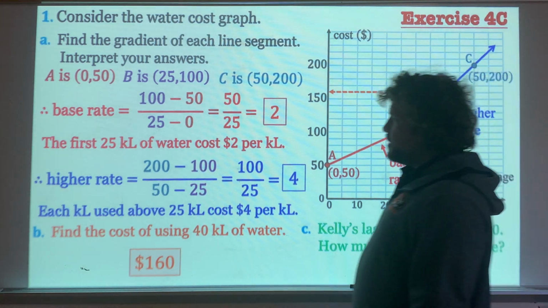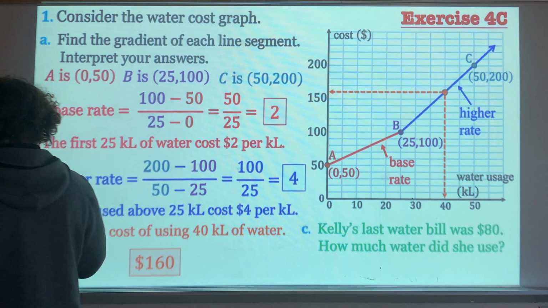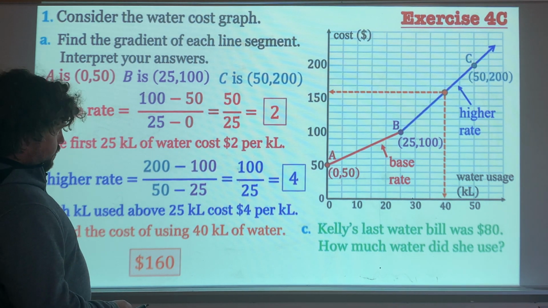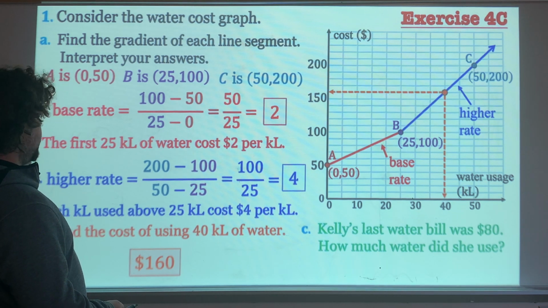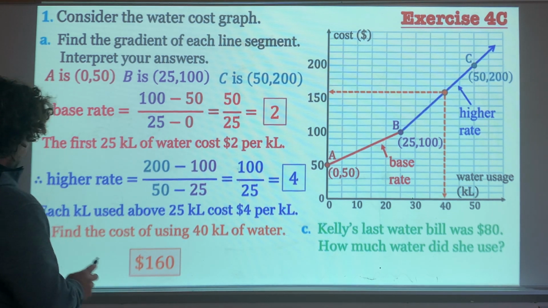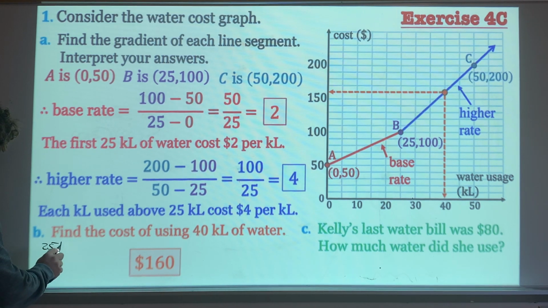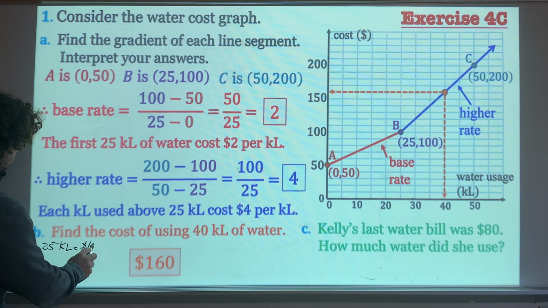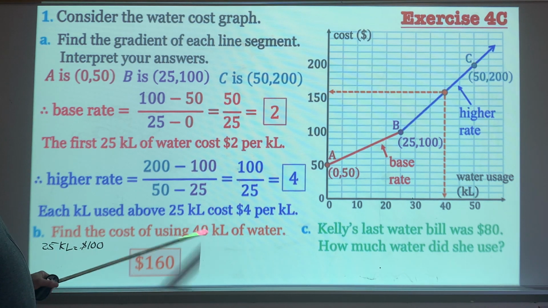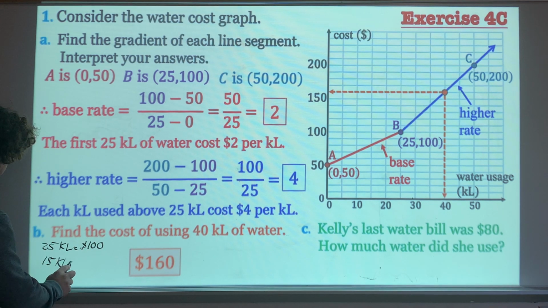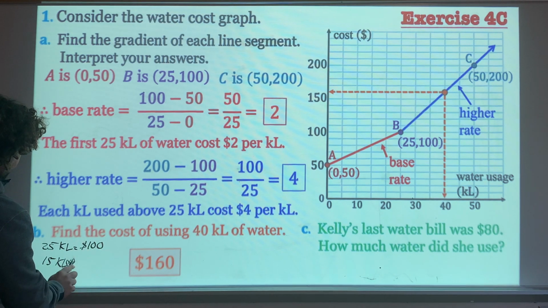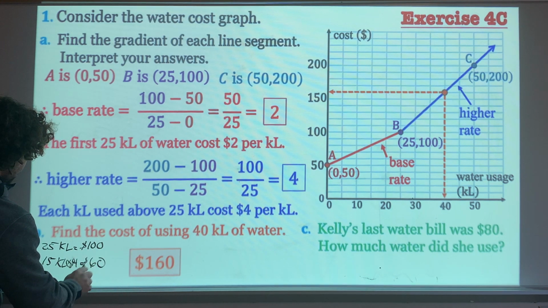Okay? A way to do this mathematically. I like to show you more than one way. Mathematically, the first 25 kiloliters cost us what? What did we say, $100? All right, now we have to go to 40, so that means we need 15 more kiloliters at $4 a kiloliter. So we take our 15 and multiply it by 4 and we get 60.